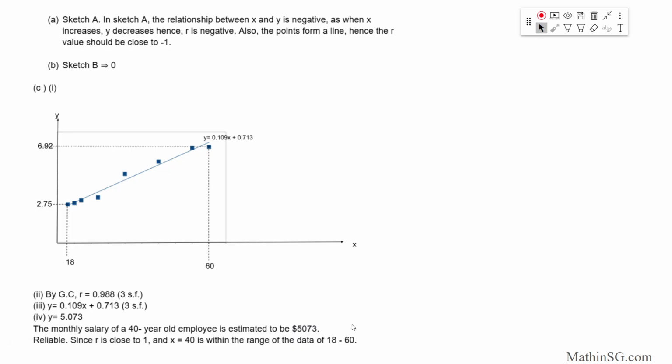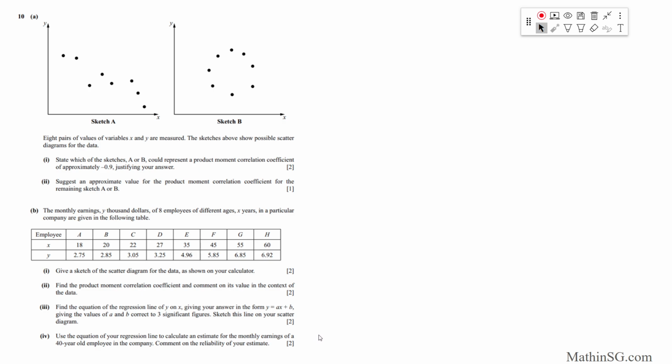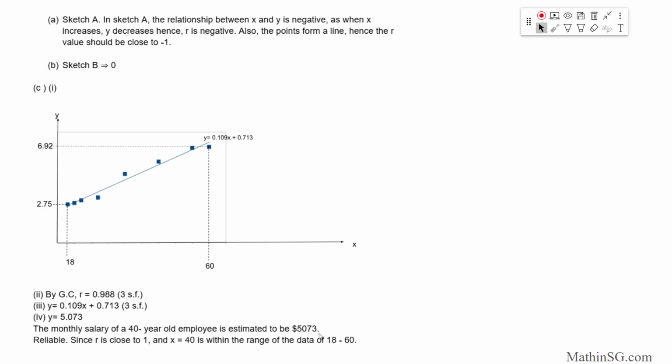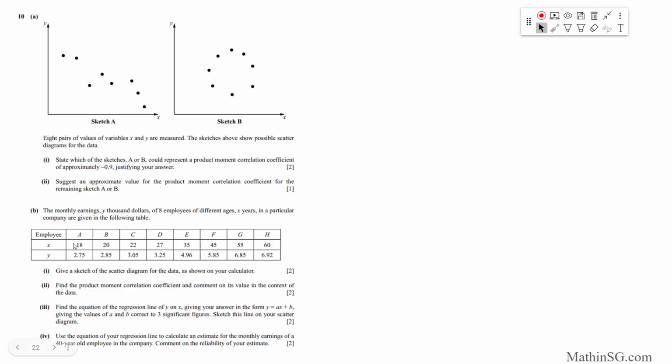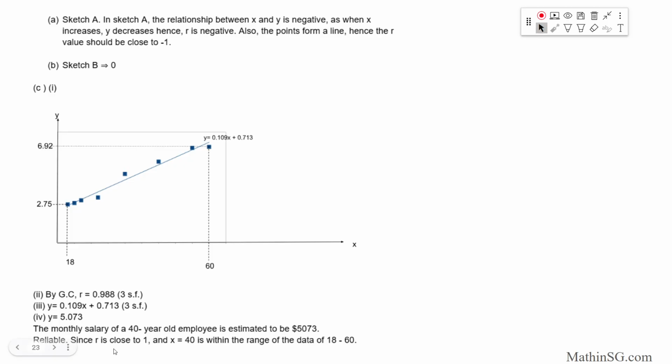Next, they ask us to comment on the reliability of this. Whenever they ask you to comment on reliability, you need to look at 2 things. First thing is your R. Is your R close to 1? Yes, R is close to 1. So we know that it's a good fit for the data. Next, we need to look at whether it's interpolation or extrapolation. X equals 40 is within the data range, which is from X equals 18 to 60. So we are doing an interpolation. Therefore, since R is close to 1 and X equals 40 is within the range of the data of 18 to 60, the estimate is likely to be reliable.